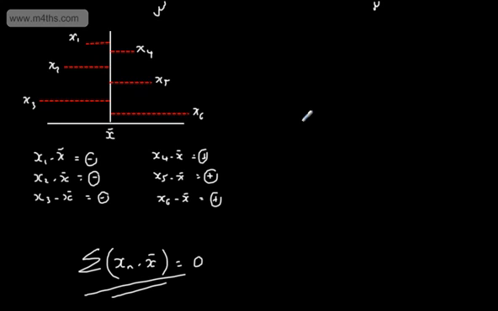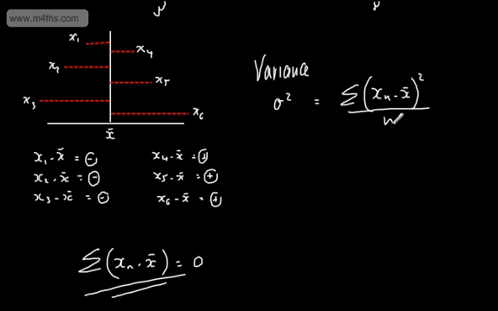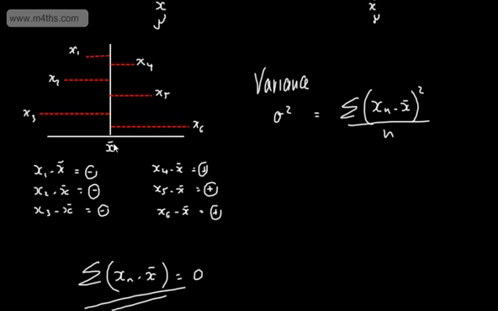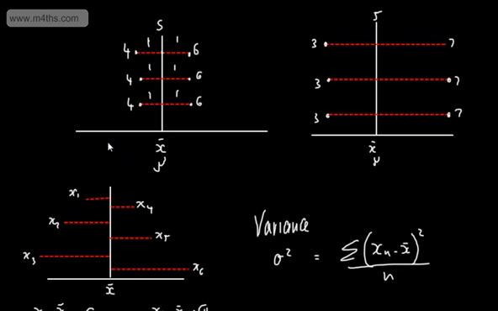So to get around this, what we do is consider the square distance. And what we can say is the variance, and I'll write this here, the variance, or we might say sigma squared, will be equal now to the sum of xn minus x bar squared over n. So what we're doing is making essentially all of these now positive. And that's what we've done here.